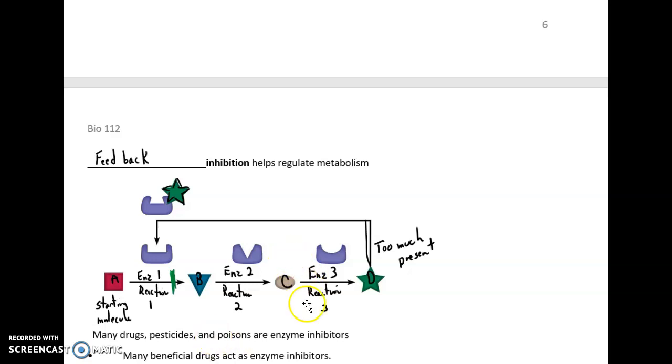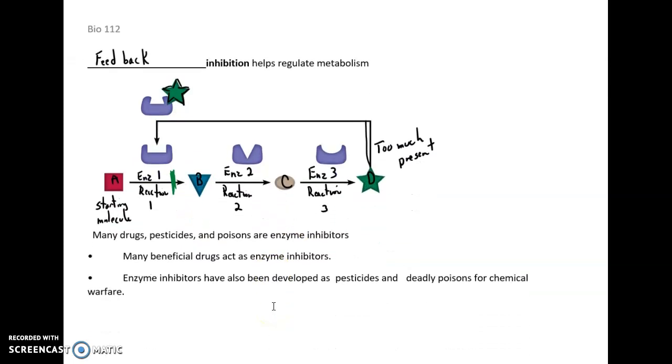So many drugs, pesticides, and poisons are enzyme inhibitors. Many beneficial drugs are enzyme inhibitors. So enzyme inhibitors have been developed as pesticides and deadly poisons. So the ability to inhibit an enzyme can have a dramatic effect on metabolism.